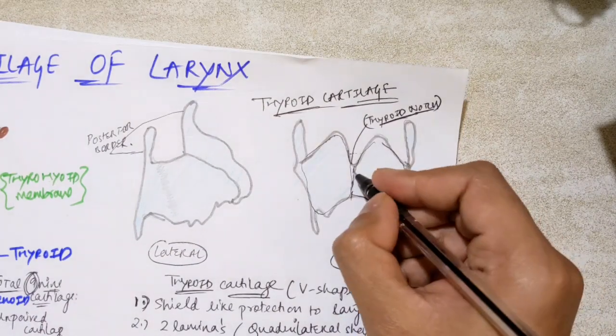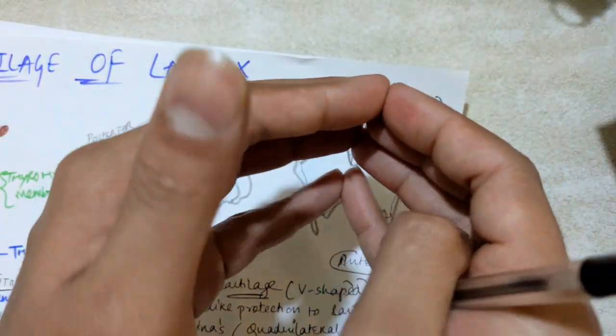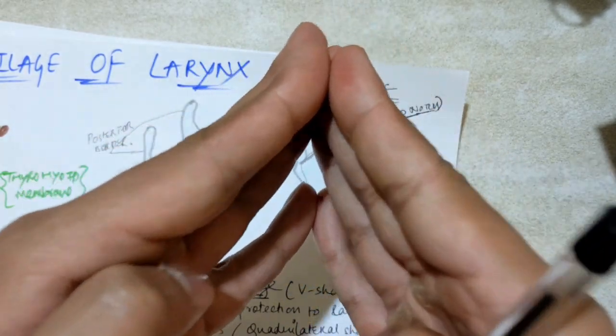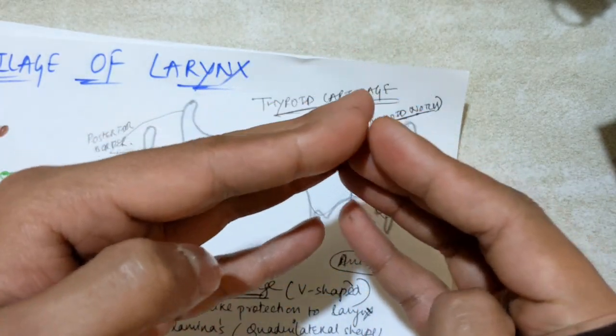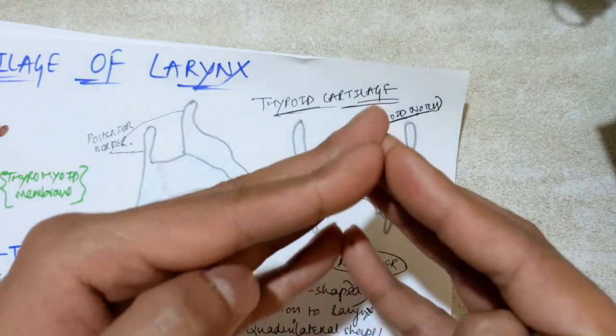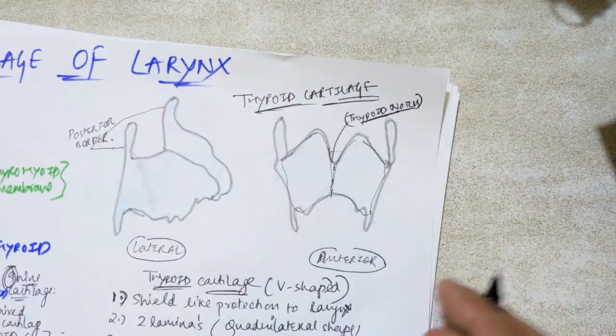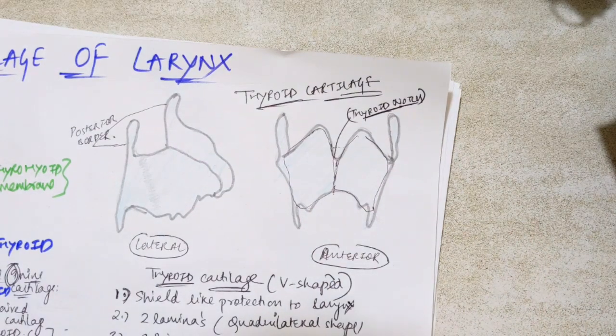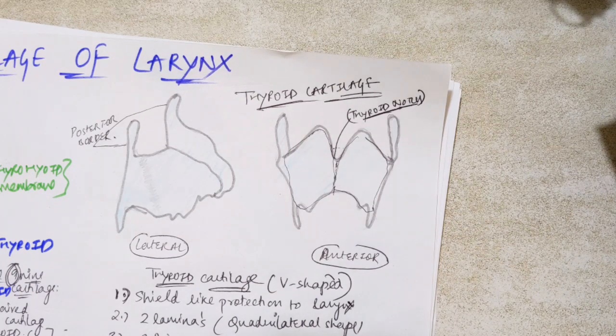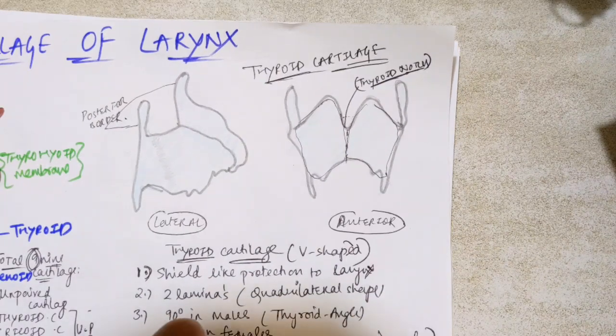Here only there is the prominence in the anterior border, the Adam's apple in males. Because of this 90 degree, the smaller angle makes a prominence, more prominent in males. This is the laryngeal prominence, or Adam's apple, which is more prominent in males as compared to females. So this is your Adam's apple. So this much is clear.